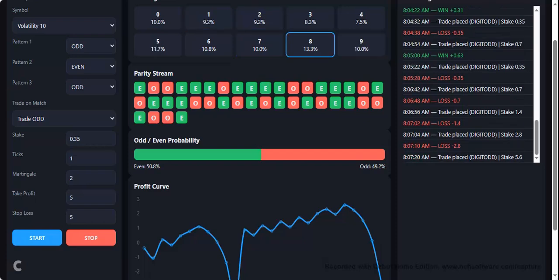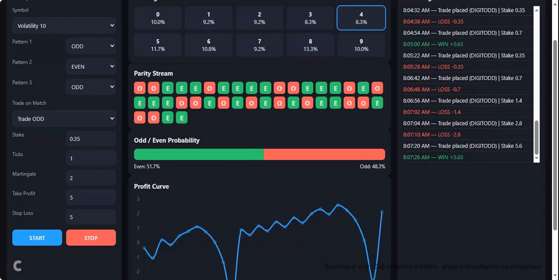As the stream flows, notice how the digits update in real time. The bot is constantly observing sequence formation. It does not predict the future. It reacts to structure. This is an important distinction. Many traders try to forecast markets, but this system waits for conditions to align with predefined rules.